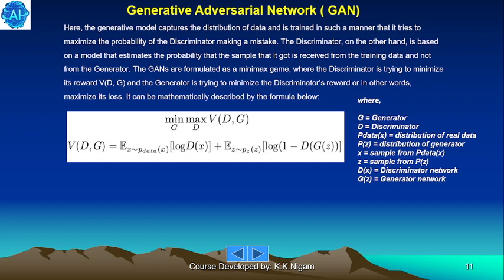The GANs are formulated as a minimax game where the discriminator is trying to maximize its reward V(D, G), and the generator is trying to minimize the discriminator's reward, in other words, maximize its loss. It can be mathematically described by the formula given below, where G is the generator, capital D is the discriminator, P_data is the distribution of real data, P_z is the distribution of the generator, small x is a sample from P_data, small z is a sample from P_z, and D(x) is the discriminator network, and G(z) is the generator network.